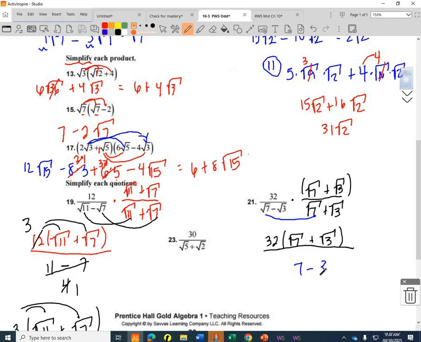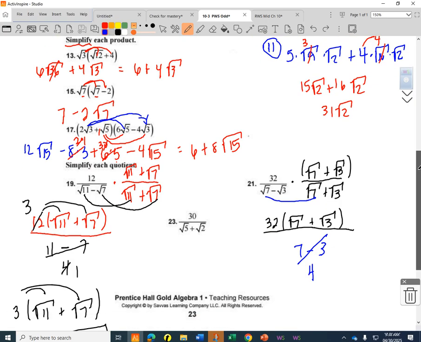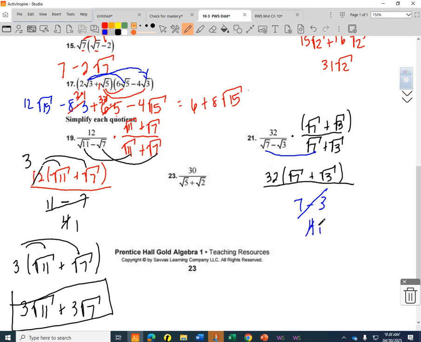Yes. And 7 minus 3 is, everybody? 4. So now, the 4 can be simplified with the 32. 4 is a factor of 32. So 4 comes out of 4 one time, and it'll come out of 32 8 times. So that's going to simplify to 8 times square root 7, 8 square root 7, plus 8 times square root 3, 8 square root 3.